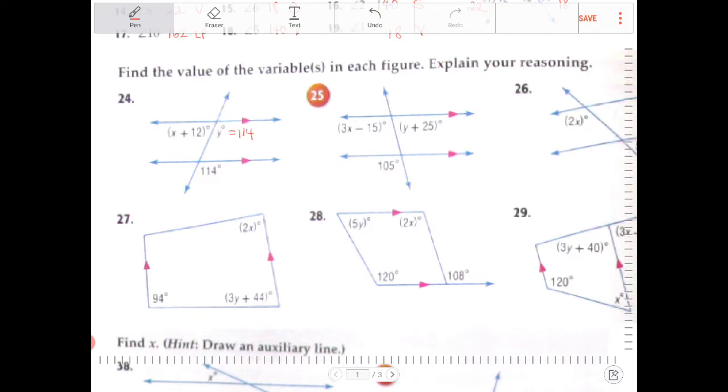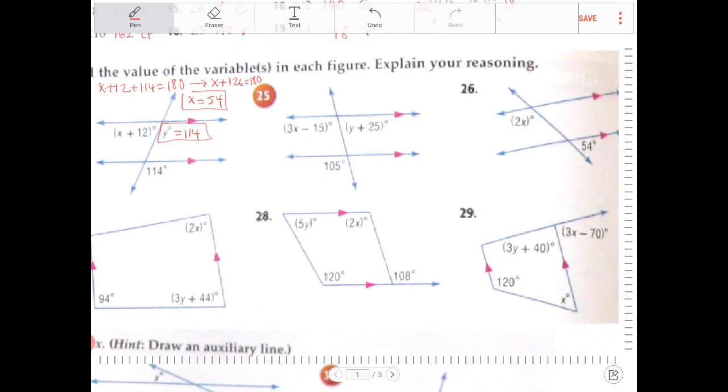So therefore, x plus 12 plus 114 will equal 180. Therefore, x plus 126 is equal to 180. Subtract both sides by 126, I end up with 54 is x. So x is equal to 54. So I have x is equal to 54 and y is equal to 114. Moving on.